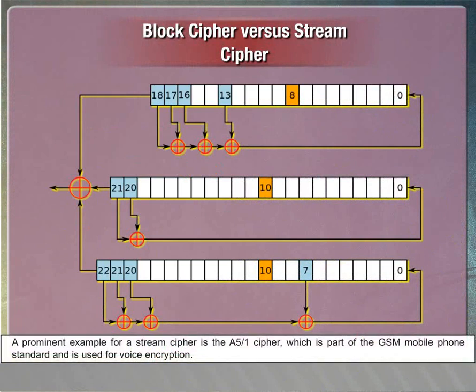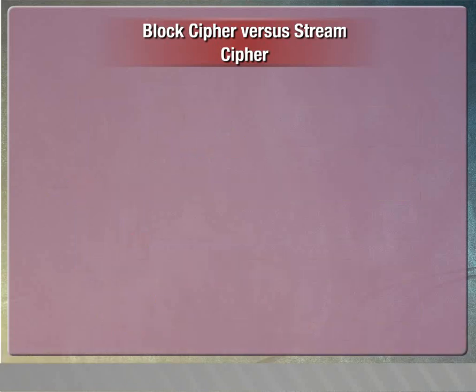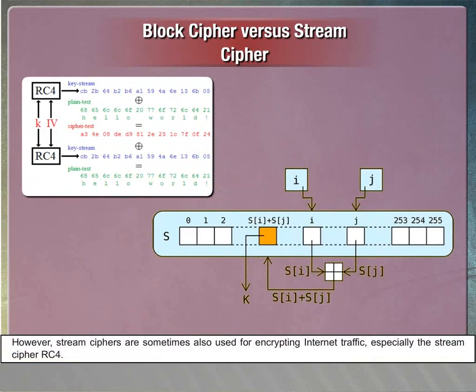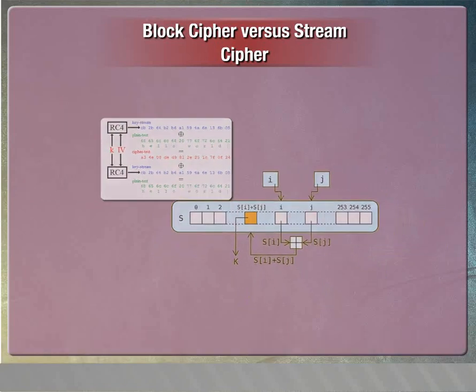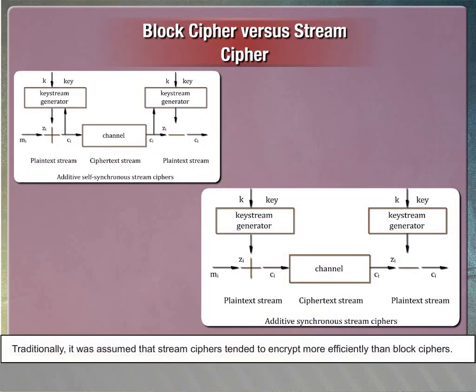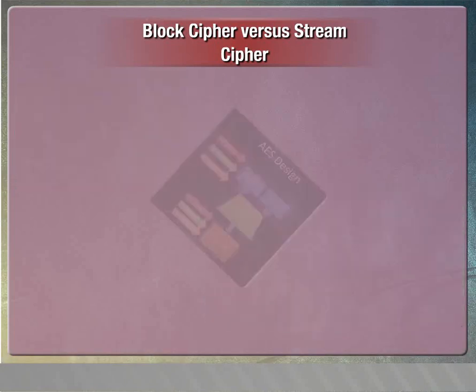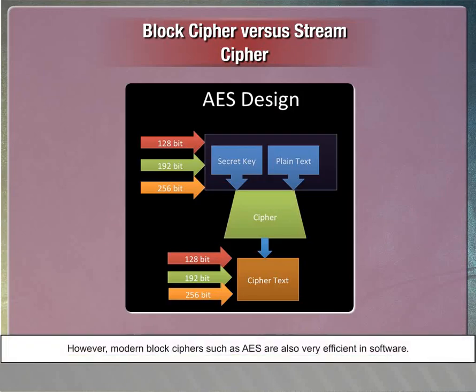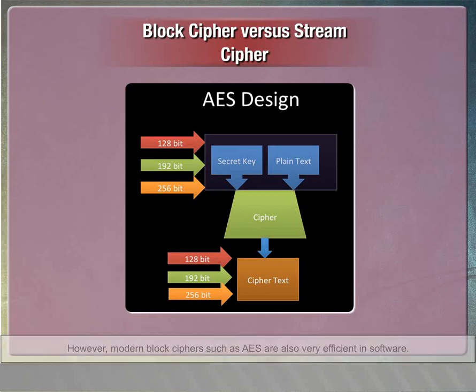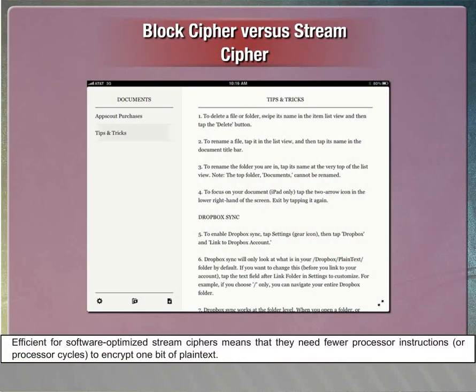A prominent example for a stream cipher is the A5/1 cipher, which is a part of the GSM mobile phone standard and is used for voice encryption. However, stream ciphers are sometimes also used for encrypting internet traffic, especially the stream cipher RC4. Traditionally, it was assumed that stream ciphers tended to encrypt more efficiently than block ciphers. However, modern block ciphers such as AES are also very efficient in software. Efficient for software-optimized stream ciphers means that they need fewer processor instructions or processor cycles to encrypt one bit of plaintext.